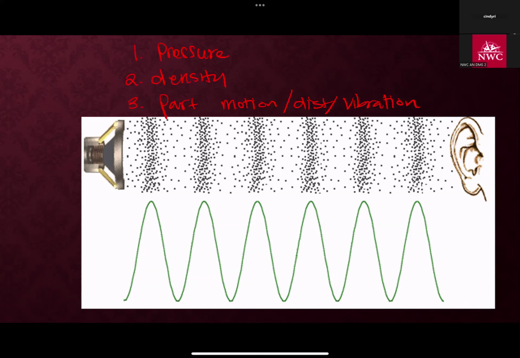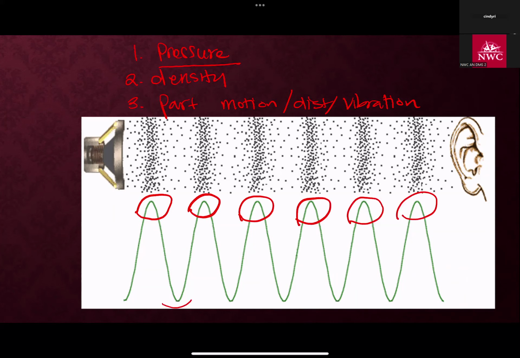As sound travels through the body and these various factors change, that means pressure changes, density changes, and there is particle motion or a change in particle distance. If we focus for a moment on just the pressure alone, the very top, these peaks represent the areas of the sound wave that are high pressure, high density. The bottom parts are the troughs, and these represent the areas of low pressure, density, and particle motion.